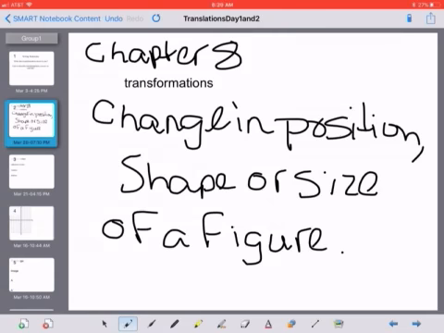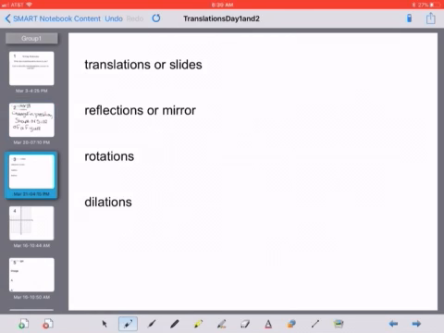There's 4 types of transformations that we will be dealing with or learning over the course of this unit. That is translations or slides. So think of sliding down a sliding board. There's reflections or a mirror. So if you are in the bathroom or looking in a mirror, there's a reflection of yourself. There's the rotations, such as the clock.